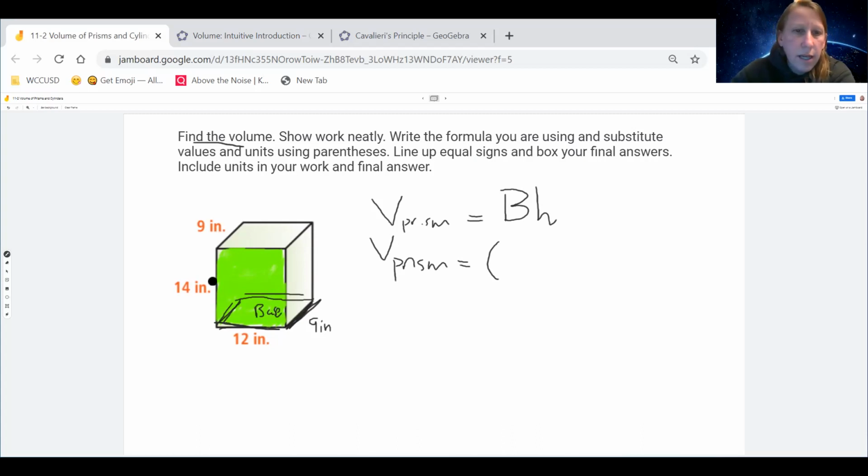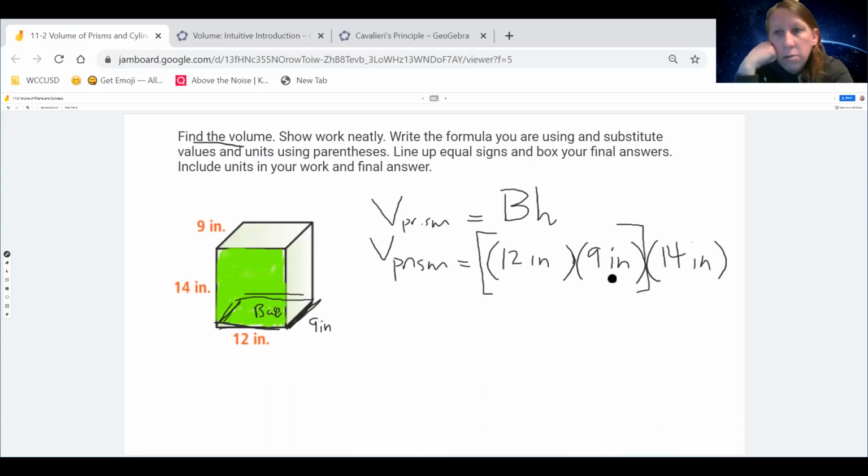Okay, and we're calling this the height, the distance between the bases. So I'm going to put the height in first. The height is 14 inches. It says include units in my work. You don't have to do this, but I'm going to say that these together are the base area. So I'm going to do 12 inches times 9 inches. And maybe when you were little, you learned length times width times height. It's the same thing. It's just a slightly different way to think about it. So what am I going to do? I'm going to multiply those numbers together. The base area is going to be the 12 inches times the 9 inches.